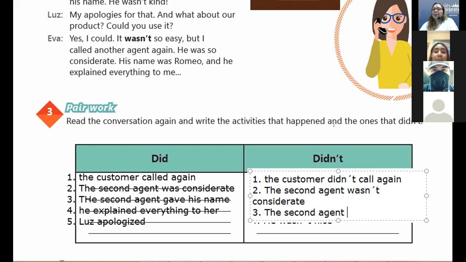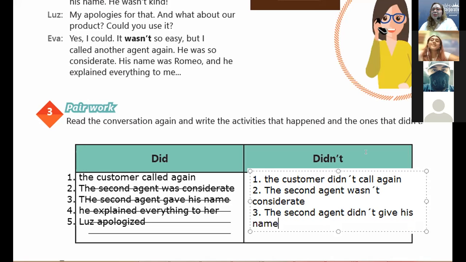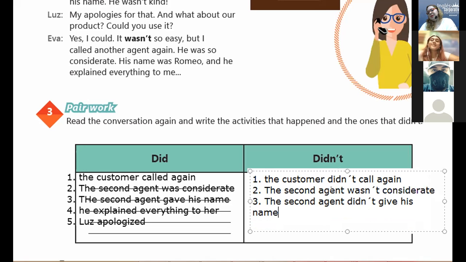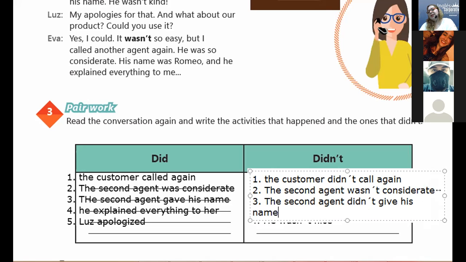Okay, entonces, si lo paso a negativo, voy a utilizar la partícula did plus not, pero como lo contractamos, ponemos didn't. Ajá. Y ahora el verbo en infinitivo o el bare infinitive. ¿Cuál es el bare infinitive? Quitándole la partícula to, ¿verdad? Entonces, ponemos didn't. ¿Cuál es el presente de gave? Give. Correct. The second agent didn't give his name. ¿Estamos hasta ahí? Are we okay so far?